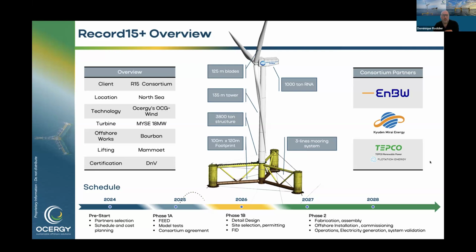In terms of size, what's very interesting is the blade is 125 meters. Actually, now it's a little bit more than this. But yeah, about 125 meters. So the diagonal of a football field for a blade. The nacelle is 1,000 ton. The mast is a little bit over 1,000 ton. The tower is 135 meters, but our structure is 38,000 tons. So that's very small compared to what else is happening.